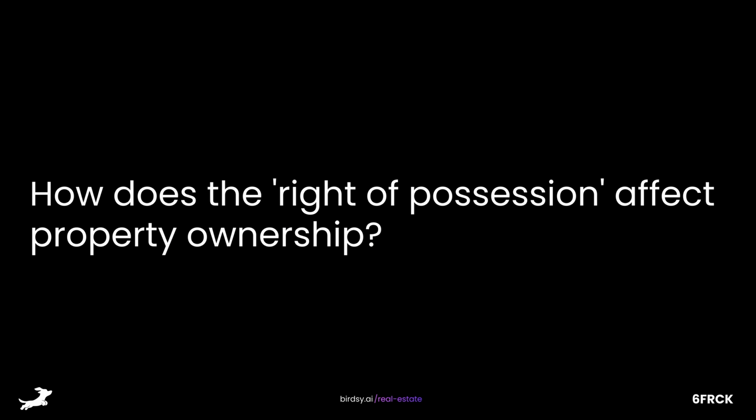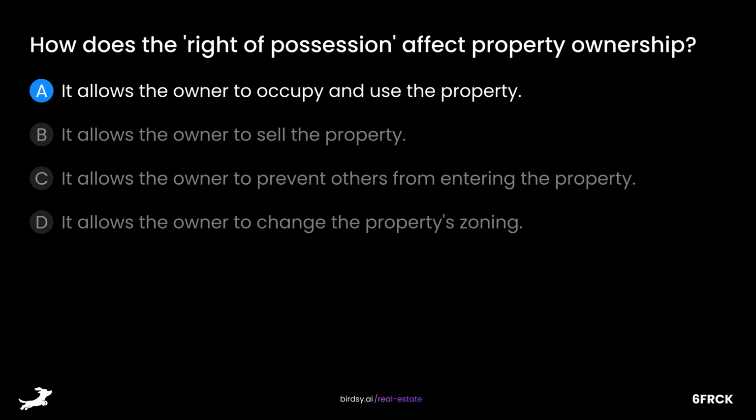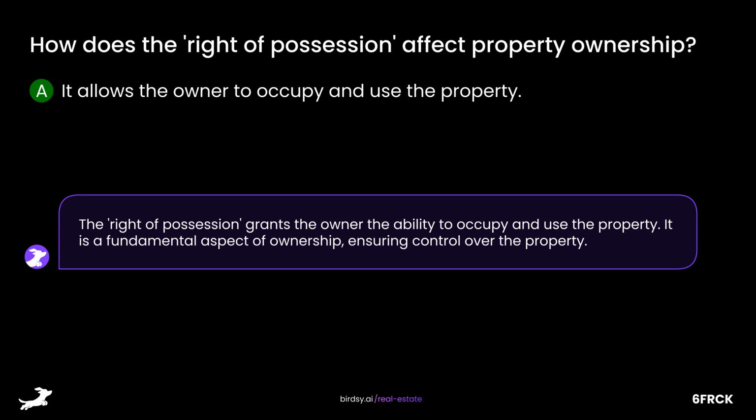How does the right of possession affect property ownership? Is it A, it allows the owner to occupy and use the property? B, it allows the owner to sell the property? C, it allows the owner to prevent others from entering the property? Or D, it allows the owner to change the property's zoning? The answer is A. It allows the owner to occupy and use the property. The right of possession grants the owner the ability to occupy and use the property. It is a fundamental aspect of ownership, ensuring control over the property.